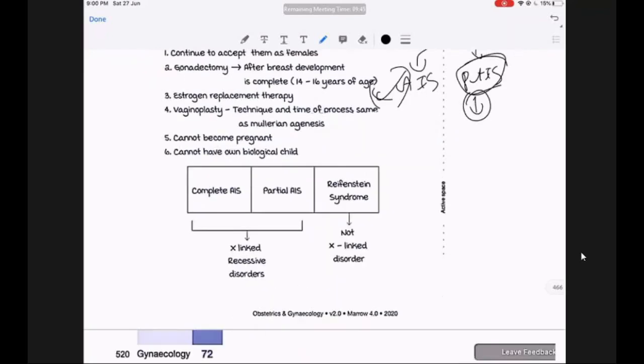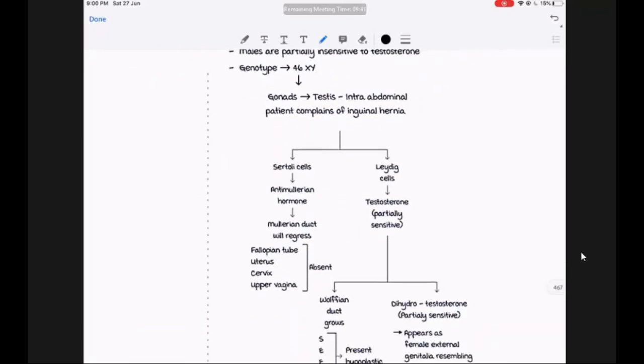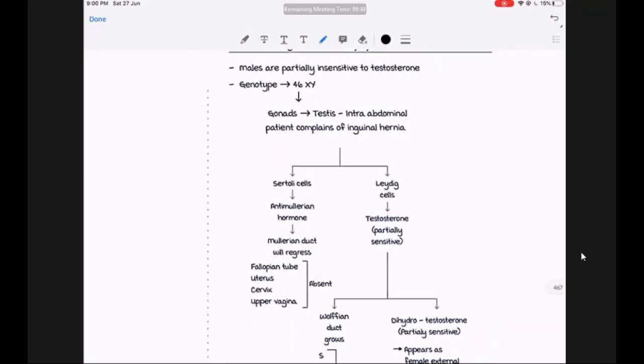You're not going to do karyotype at birth. You're not going to do karyotype at birth, right? So what are you going to do? You can't do karyotyping at birth. It is just that it is partially sensitive to testosterone. Then again, same issue. The organ is not going to develop properly.